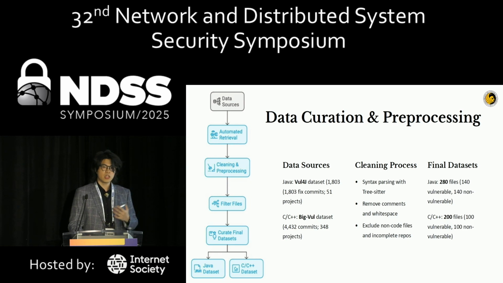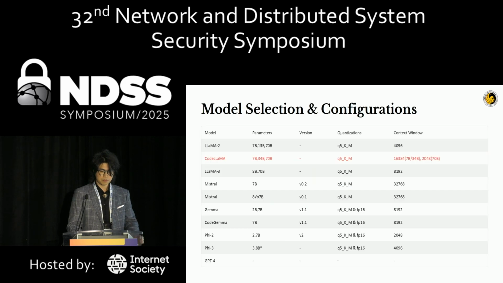Ultimately, we arrive at 280 files for Java and 200 files for C and C++, evenly split into vulnerable and non-vulnerable code. We test a wide range of models to see how various architectures, model parameter sizes, and context window capabilities influence the detection accuracy. GPT-4 here is only used as a reference point.